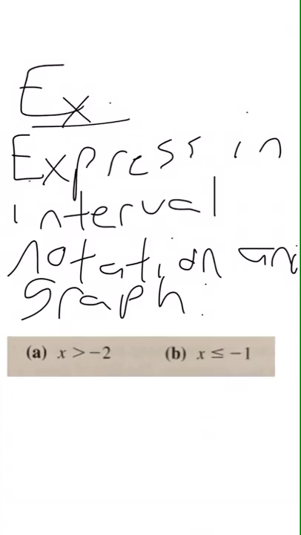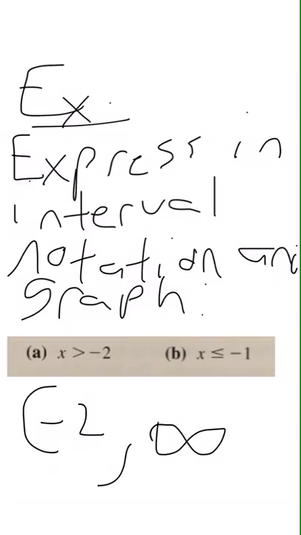Alright, and for these couple of examples, I want you to express these in interval notation and graph the solutions. For part A, x is greater than negative 2. Since x is strictly greater than negative 2, that means it'd be a parentheses, because we're looking at the numbers that are strictly greater than negative 2. We're not looking at negative 2 itself, so that's where we'd use the parentheses. And since we're looking at all numbers greater, it'd go on to infinity. And since you never reach infinity, it'd be another parentheses right here.